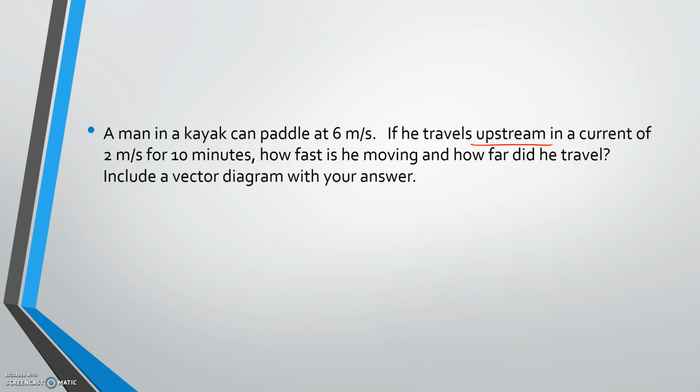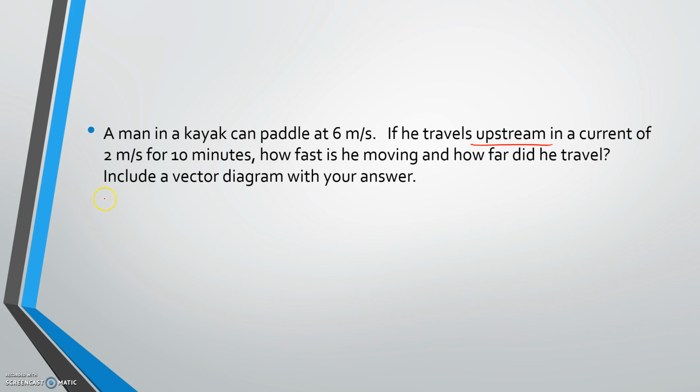And again, with every one of these kinds of problems, we're going to need to include a vector diagram. So we need to decide what it means to say that a kayak is paddling upstream. That means it's paddling against the current.